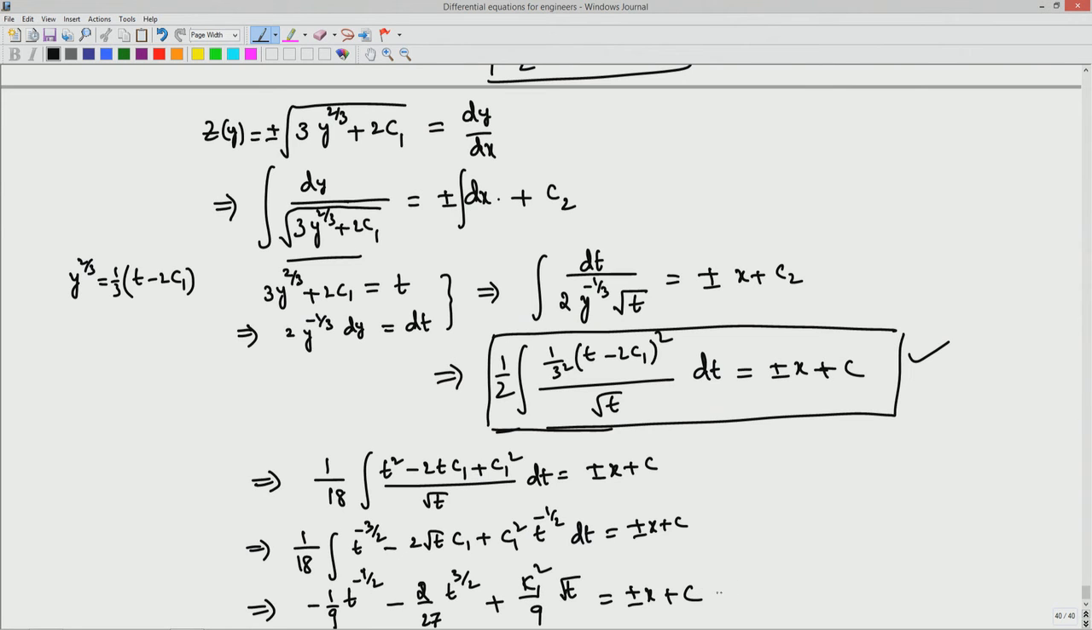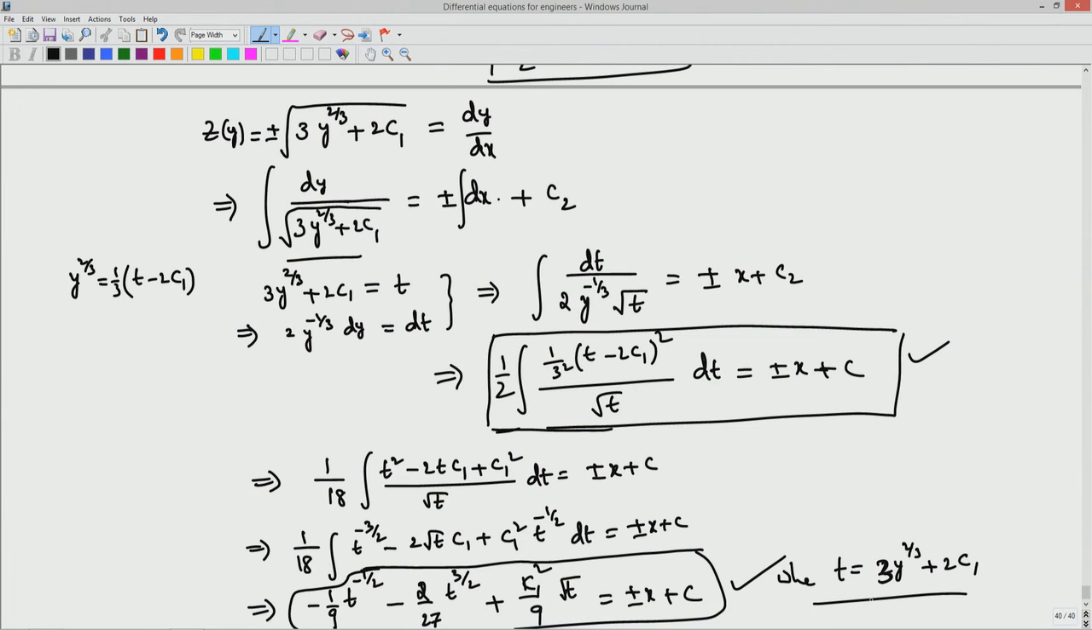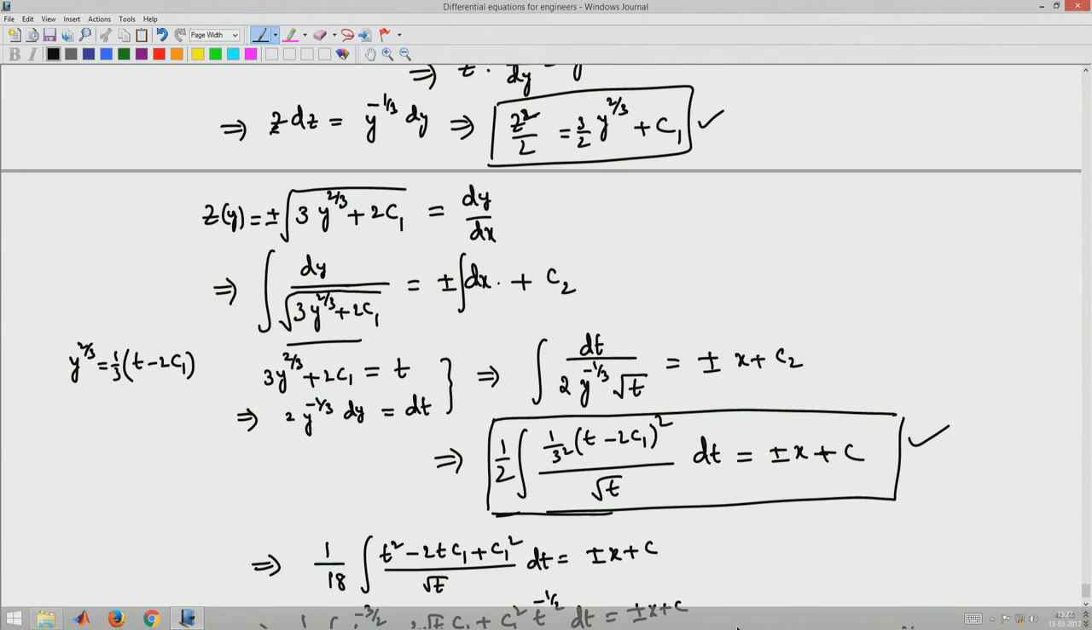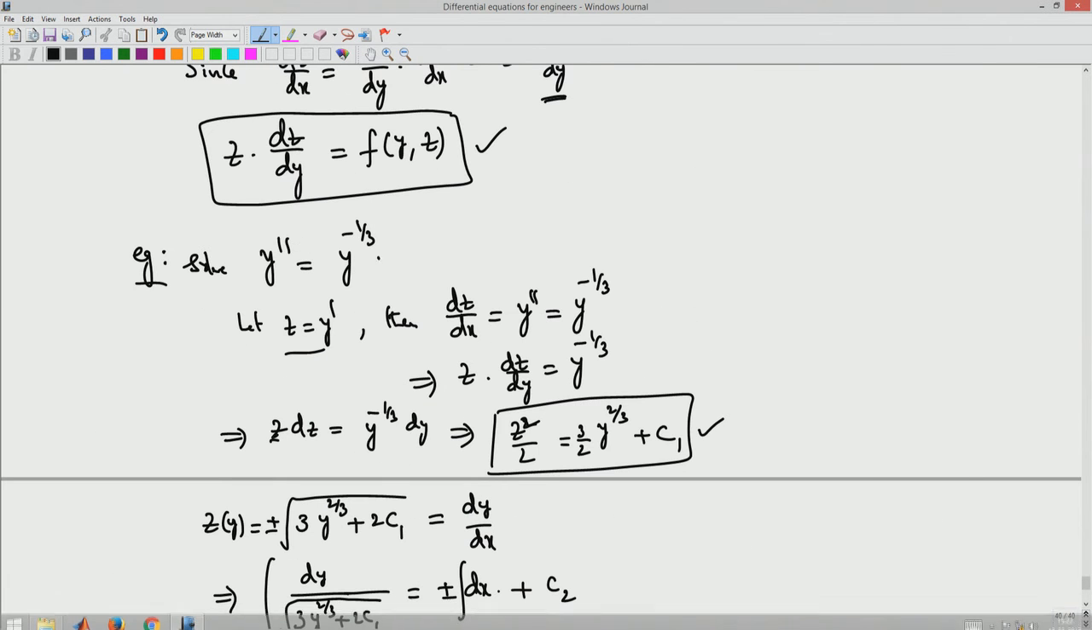So, you have c and C1 as arbitrary constants. So, that will solve the problem. Okay. So, this is your general solution, where you replace t as 2 y power 2 by 3 plus 2 C1. Okay. So, you have functions of y and x as a general solution for your second order ordinary differential equation. Okay. It is given as this.